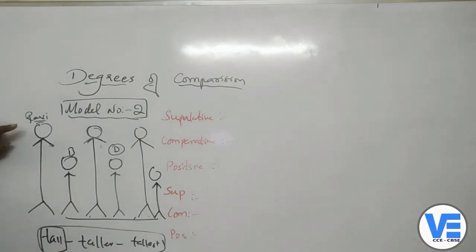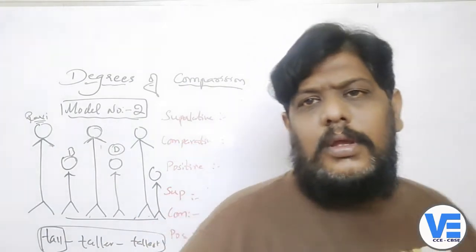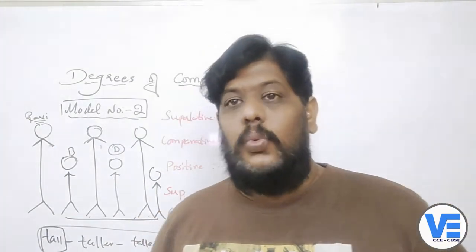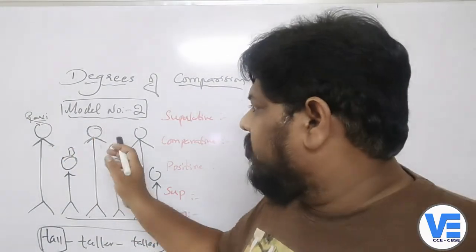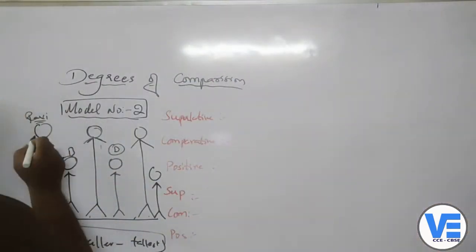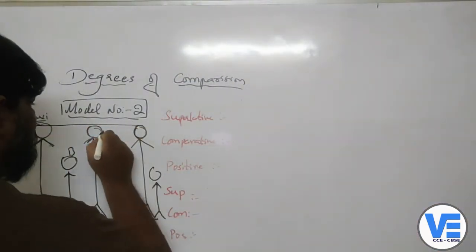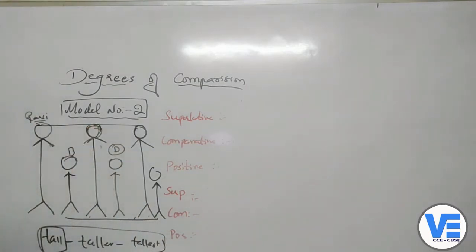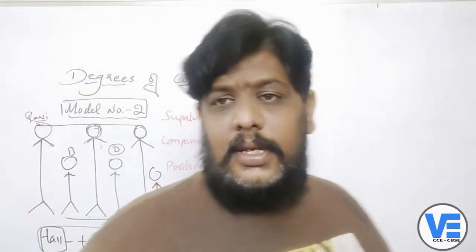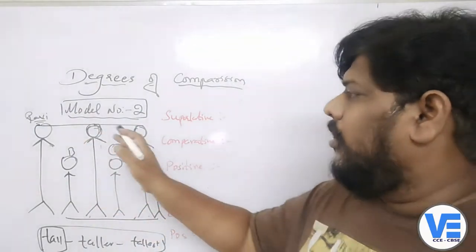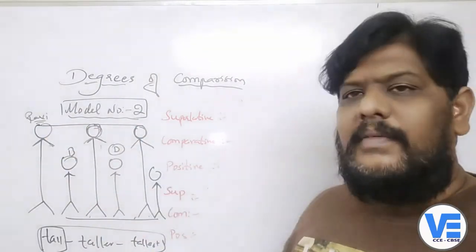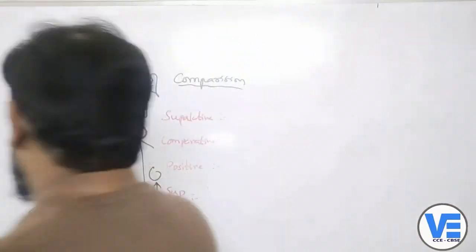Right now, can you say that Ravi is the tallest boy in the class? No, we can't say that. Why? Because there are 3 other children who are equally tall as Ravi. That's the reason why you cannot say that Ravi is the tallest boy in the class. If you say so, that will be a wrong statement, isn't it? Because there are 2 more children who are exactly equal to Ravi.